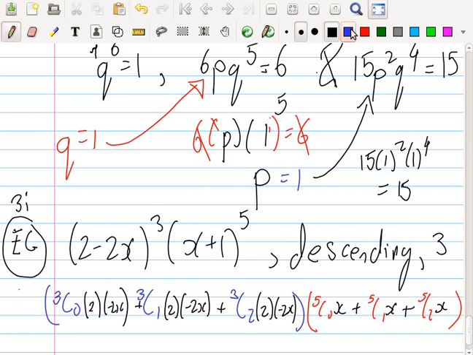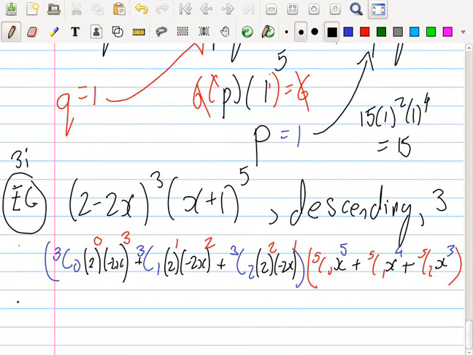Alright, if I want it to be descending, what does my power start with? On the x, it must start with 3, 2, 1, and then on the constant 0, 1, 2. And in this one here, the x must start with 5, 4, and 3, and the constant, it doesn't matter, it's always 1. Okay, calculator time, please. 3C0 is 1, 2 to the 0 is 1, so that's minus 8x cubed. Minus 2 squared is 4 times 2 is 8 times 3 is 24 with a plus.